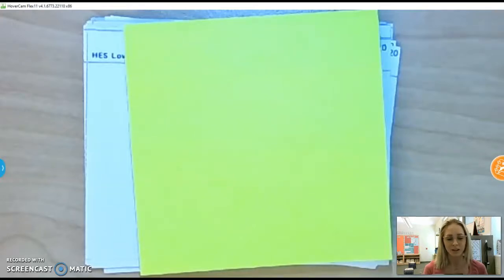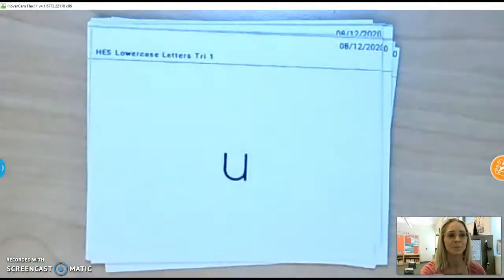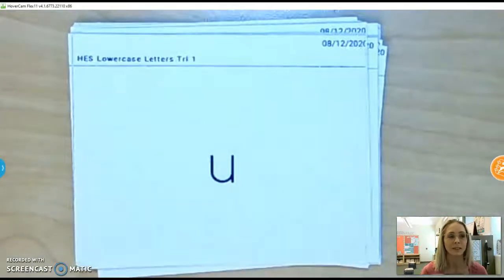So here we go, and just like the uppercase letters, I'm going to go a little bit quicker just because there's so many letters to go through. So try your best, and when you see it, say its name, and if you know the sound it makes, say its sound too. And then I'll tell you and I'll have you repeat it with me. Here we go. What letter is that and what sound does it make?